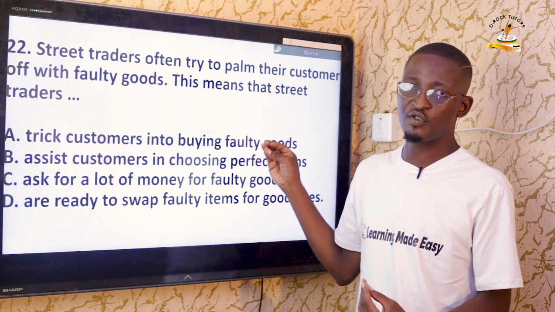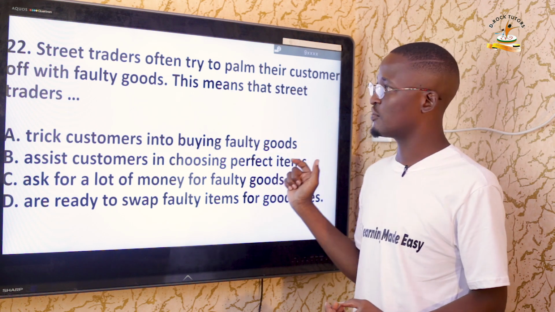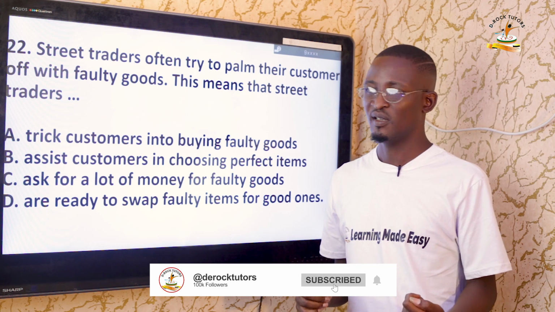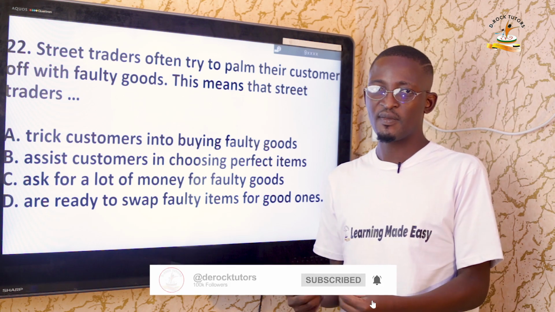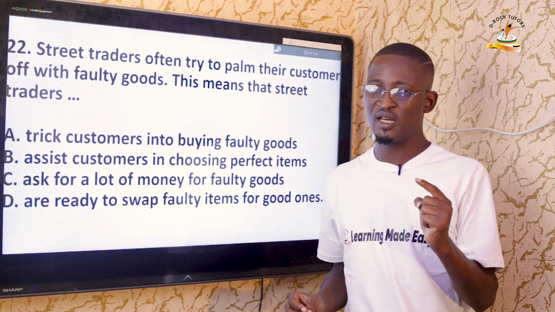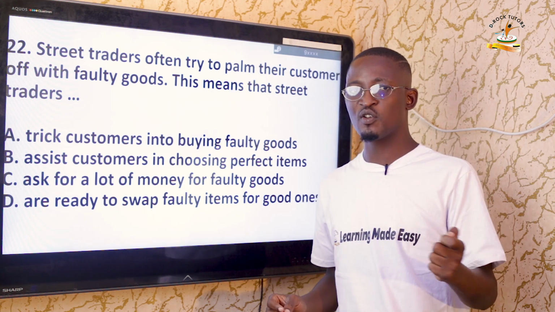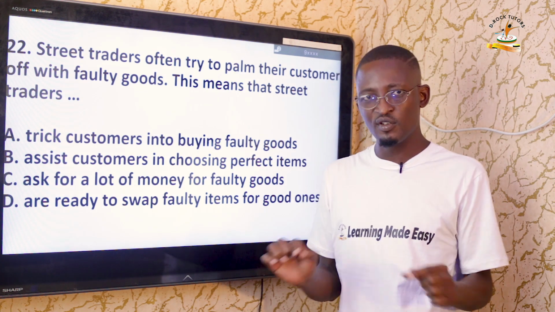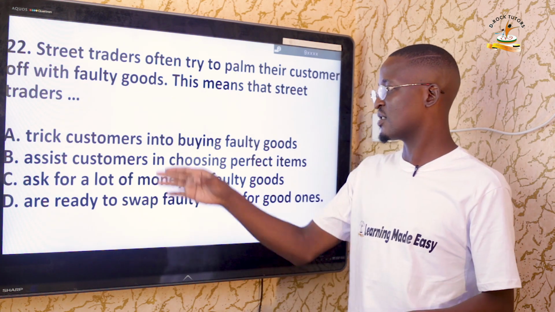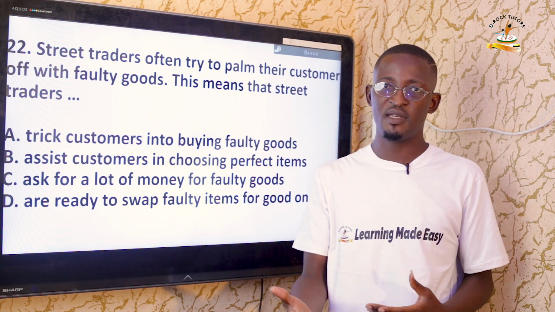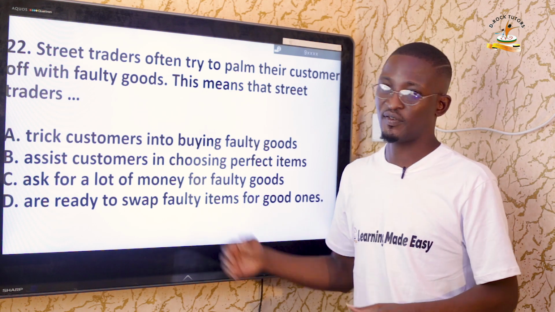Street traders often try to palm the customers off with faulty goods. To palm off someone is to persuade someone, though in a tricky way, to buy or take what they don't actually want. So that is, trick customers into buying faulty goods. That is, you are palming the person off. So, 23.